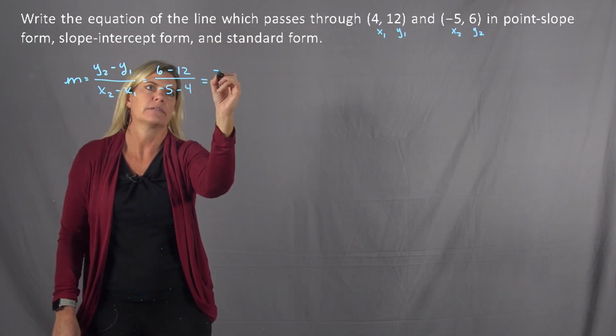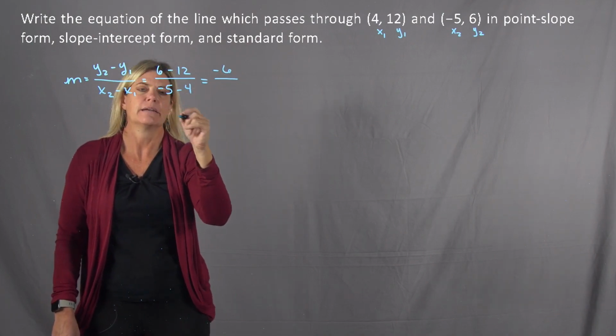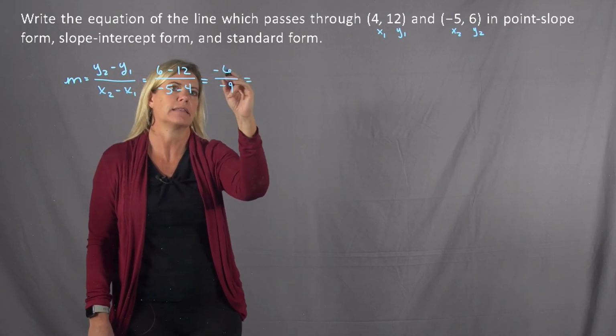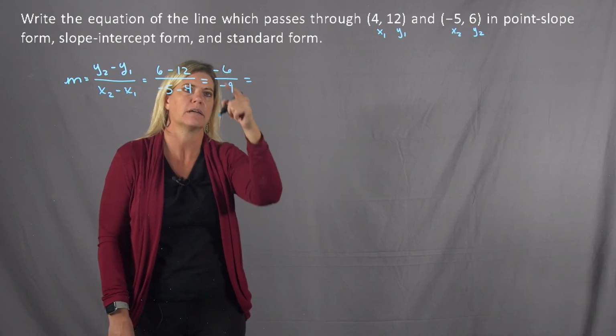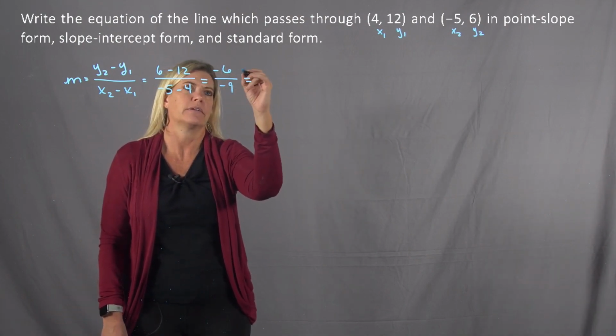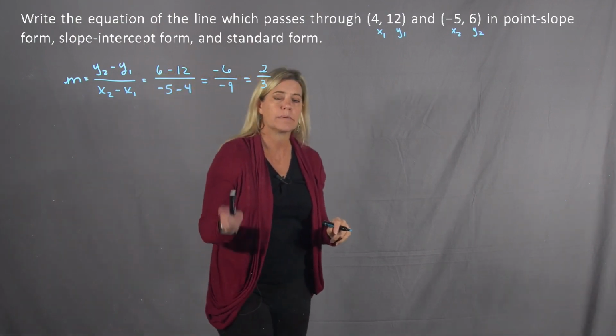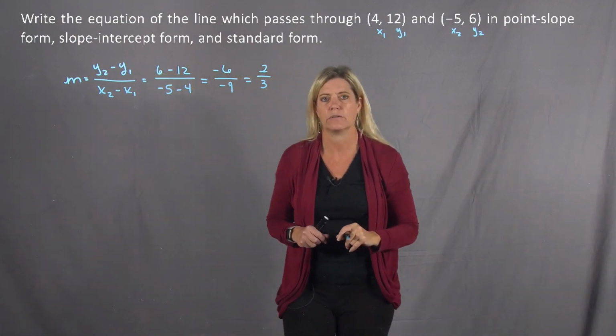6 minus 12 is a negative 6, and negative 5 minus 4 is a negative 9. So when I simplify this, the negatives will become positive, right? And then 6 divided by 9, if we divide by 3, you're going to get 2/3. So we know that the slope of the line going through those 2 points is 2/3.